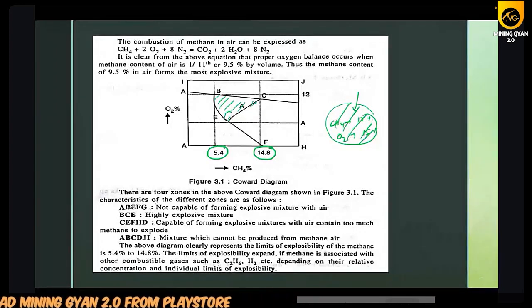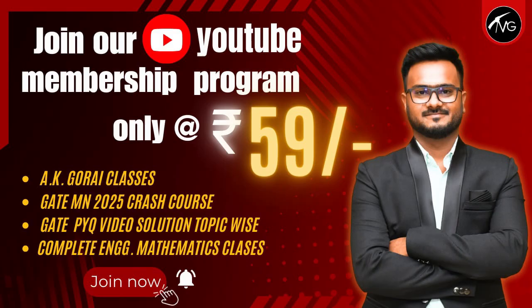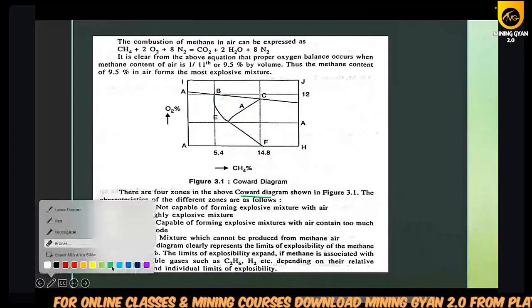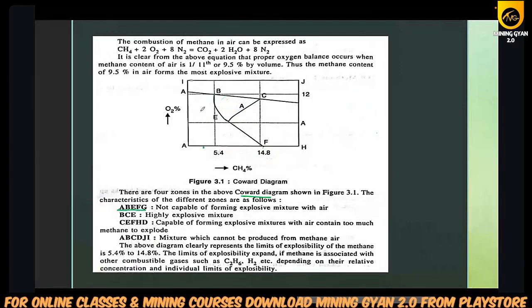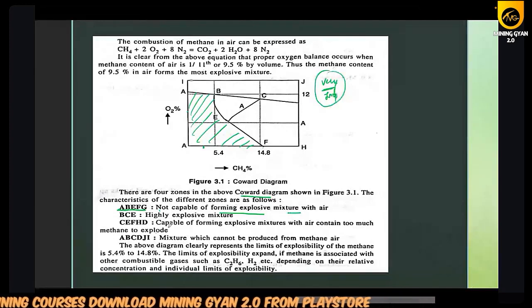Just watch what the book has given us as information, Coward diagram, it is Figure 3.1. A B E F G. He is talking about this area. If your CH4 and oxygen percentage cross section lies in this area, then we call it not capable of forming an explosive mixture. Please remember or revise this graph multiple times. I have seen questions based on this diagram. So if in A, B, E, F, G, it is not capable of forming an explosive mixture with the air.